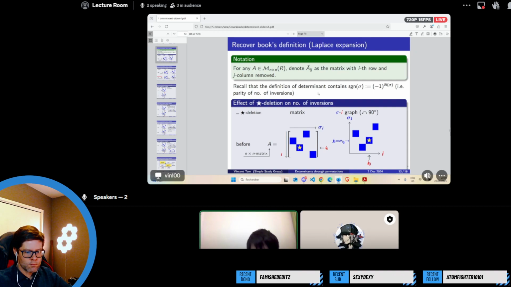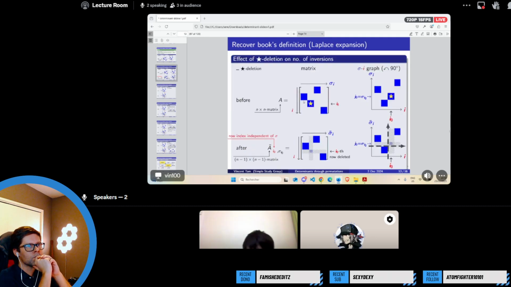Because the definition involves a number of inversions, we will be looking at the effect of removing one row and one column on the number of inversions in this permutation. And I call it star deletion to save ink and time.